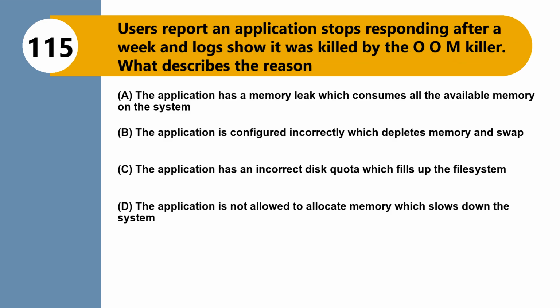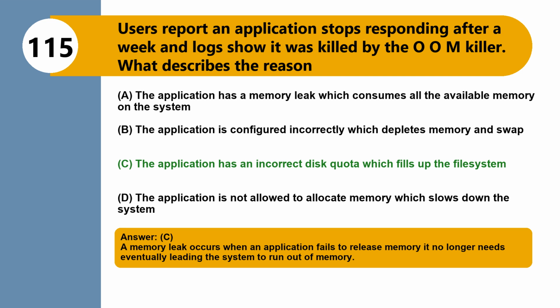Question 115. Users report an application stops responding after a week and logs show it was killed by the OOM killer. What describes the reason? Option A, the application has a memory leak which consumes all the available memory on the system. Option B, the application is configured incorrectly which depletes memory and swap. Option C, the application has an incorrect disk quota which fills up the file system. Option D, the application is not allowed to allocate memory which slows down the system. The correct answer is option C. A memory leak occurs when an application fails to release memory it no longer needs, eventually leading the system to run out of memory.